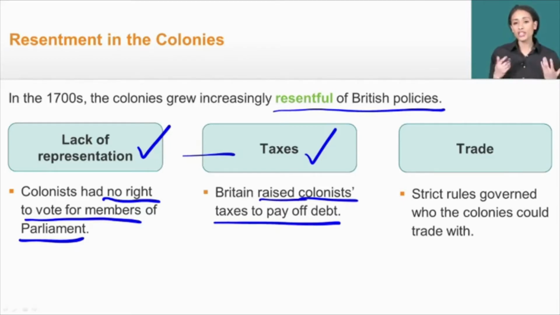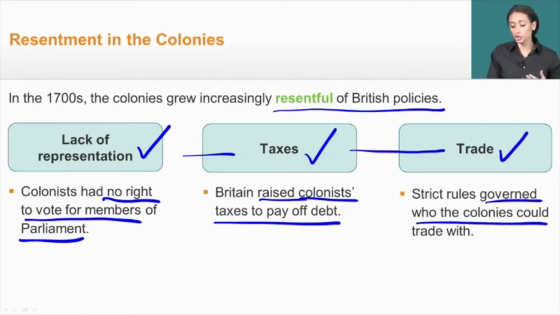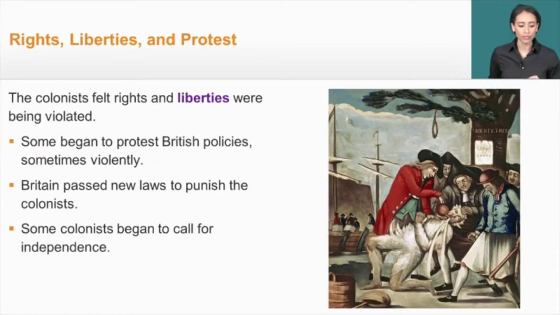Now, all of this combines with enforcement of very strict trade policies. These rules govern who the colonies are allowed to trade with, and thus it's really restricting the amount of money that the colonies are able to bring in on their own. So all of these things combine to encourage the colonists to start taking action against British rule. So colonists felt that ultimately their rights and their liberties were being violated by the British Parliament and monarchy.